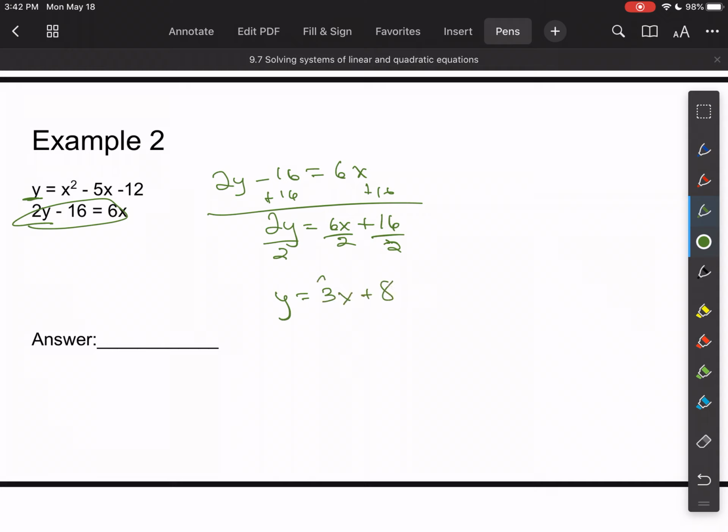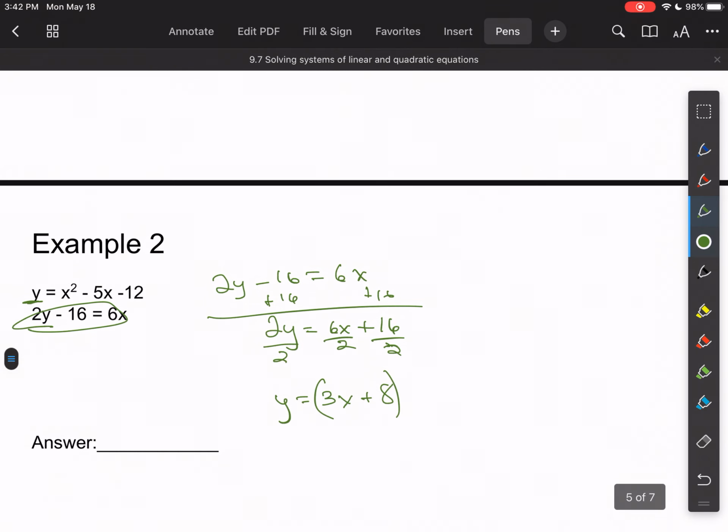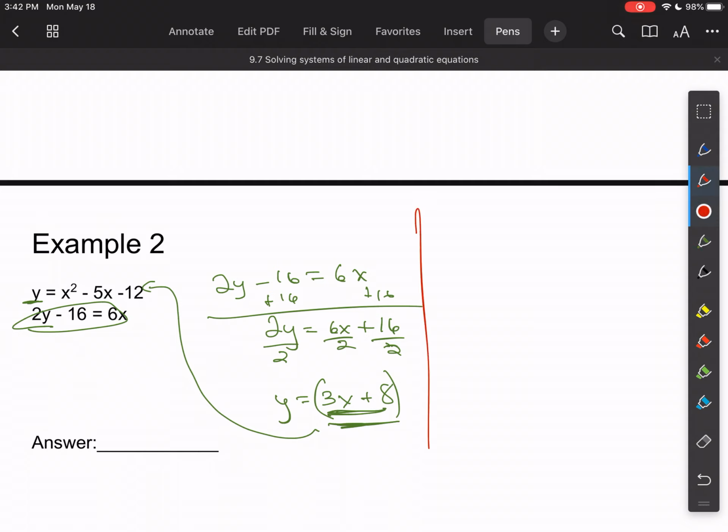Now that I have this, we've done the first one. We're going to substitute this expression into my other equation for y. So I'm going to plug that guy in. Wherever I see a y, I'm going to plug in 3x plus 8. Here's the next step. We'll change colors. The only place I see y is here, so I'm going to plug that in. 3x plus 8 is equal to x squared minus 5x minus 12.